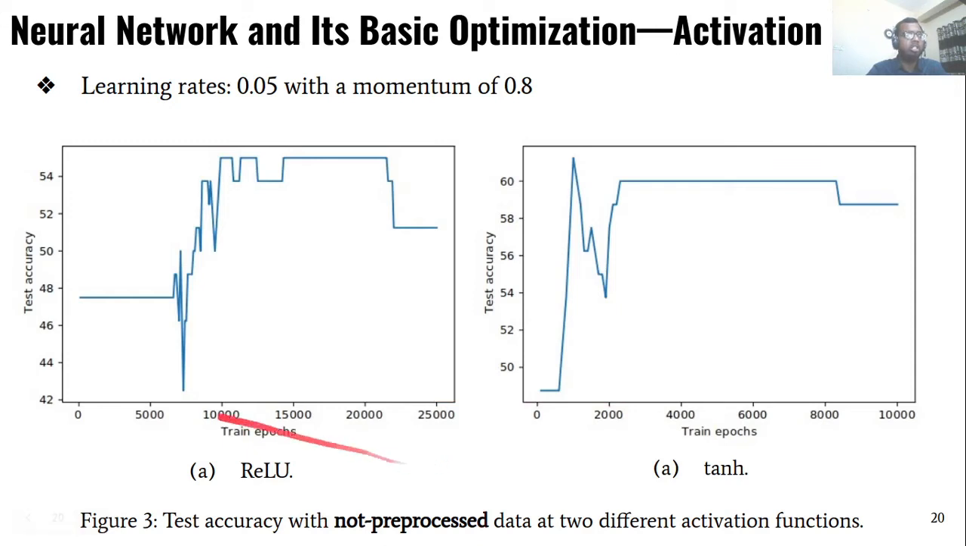So at first we used a learning rate of 0.05 with a momentum of 0.8, and when we used a ReLU activation function, our maximum accuracy was around 55%. But when we changed this activation function to tanh, if we notice, it flattened at around 60%. So of course this is an improvement from ReLU to tanh.